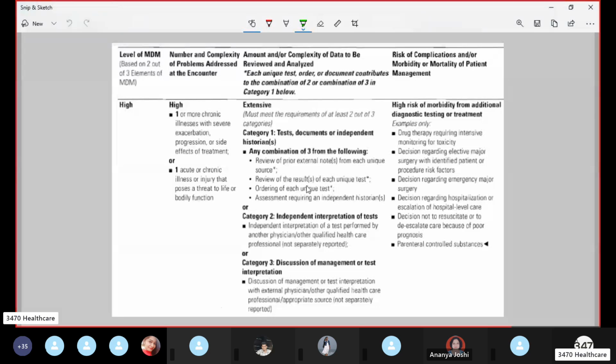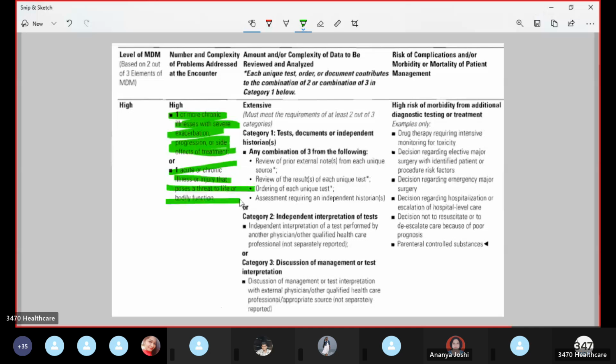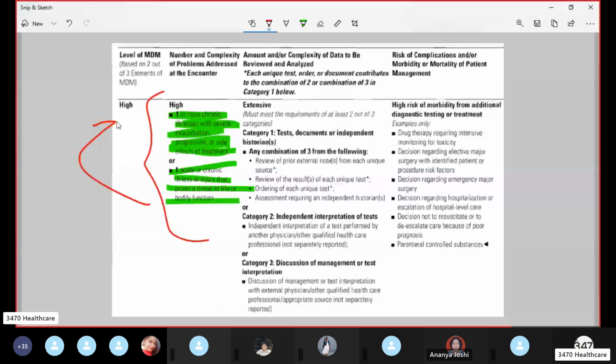So it is the life-threatening conditions, this chronic condition. Now it is worsening. It is a threat to life. One or more chronic illness with severe exacerbation. It becomes severe: sepsis, septic shock, COPD, severe asthma. Acute respiratory failure, acute conditions, heart failure. Those acute failures can also go to high. So on these points, as per A table, it is going high.